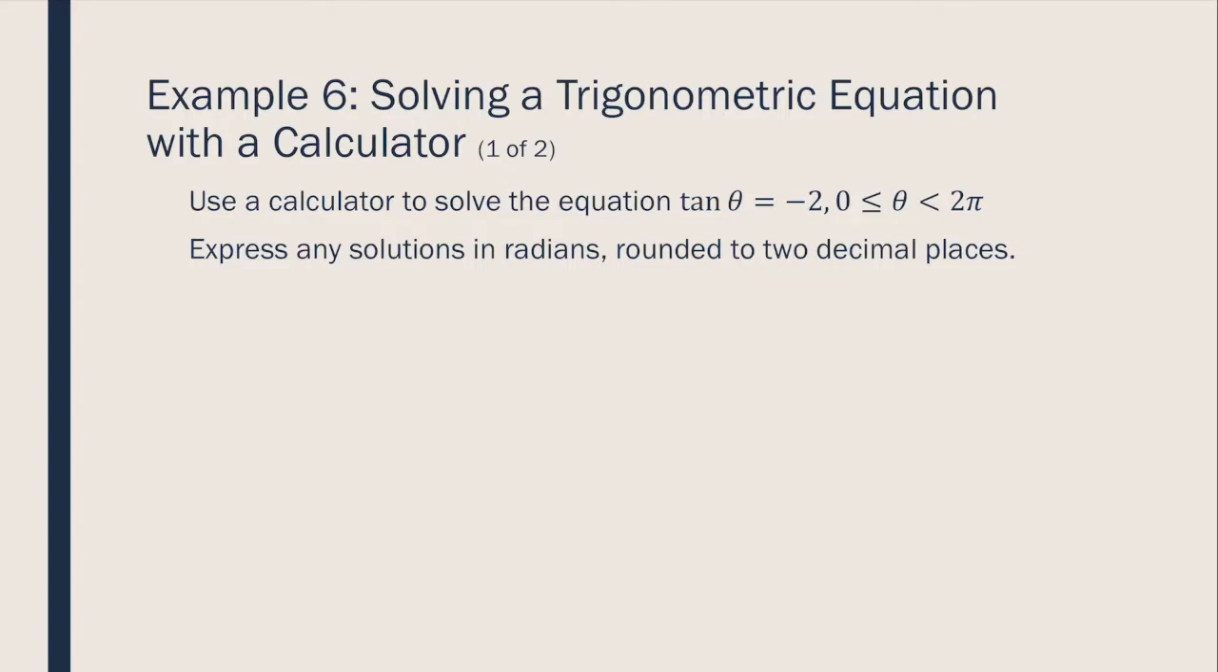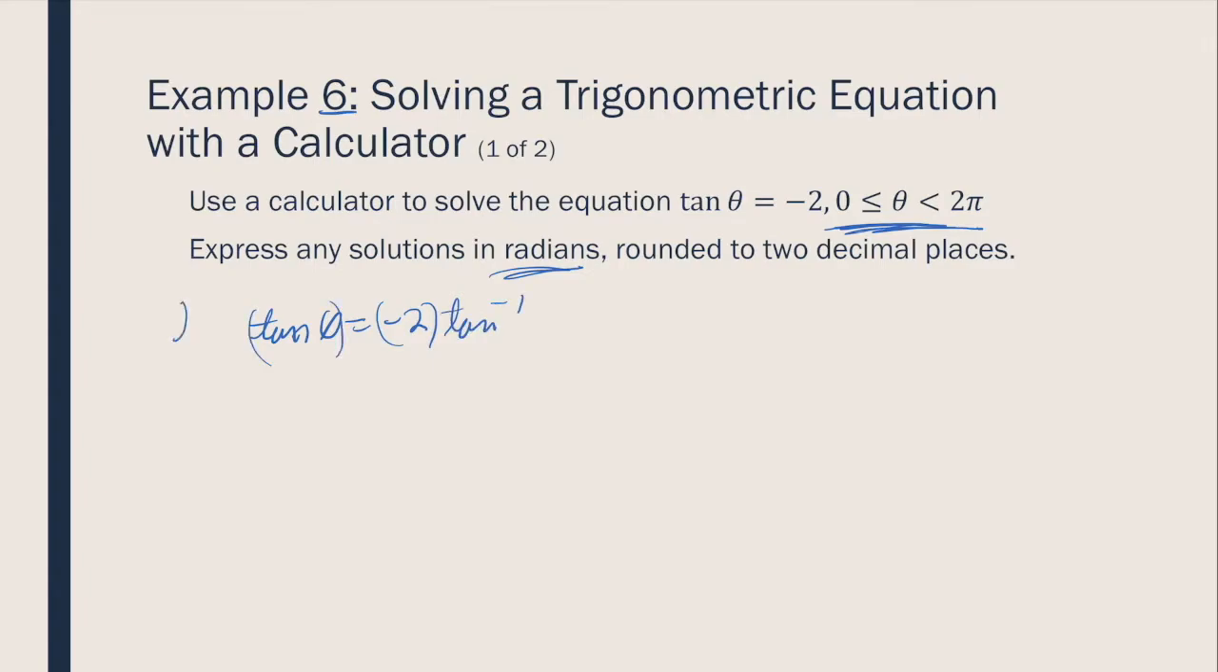Next, for example 6, we're going to solve a trigonometric equation with a calculator. So we're going to use a calculator to solve tan of theta equals -2, and our theta has to be on this interval. And we want to make sure our calculator is set to radians. So if I have tan of theta equals -2, I'm going to take tan inverse of both sides, or arctangent.